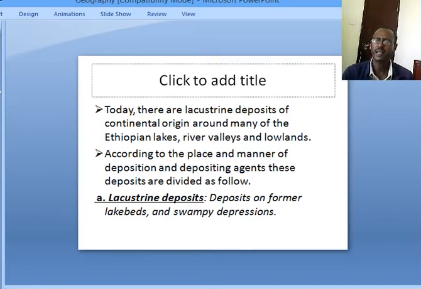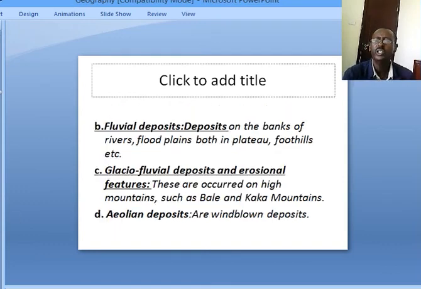According to the place and manner of deposition and depositing agents, these deposits are divided as follows. Lacustrine deposits are deposits in former lakes or lake beds. So deposits that are found on lake beds, swamps, depressions, and so on are called lacustrine deposits. Fluvial deposits are deposits on the bank of a river. The two sides of a river are called the banks of a river.